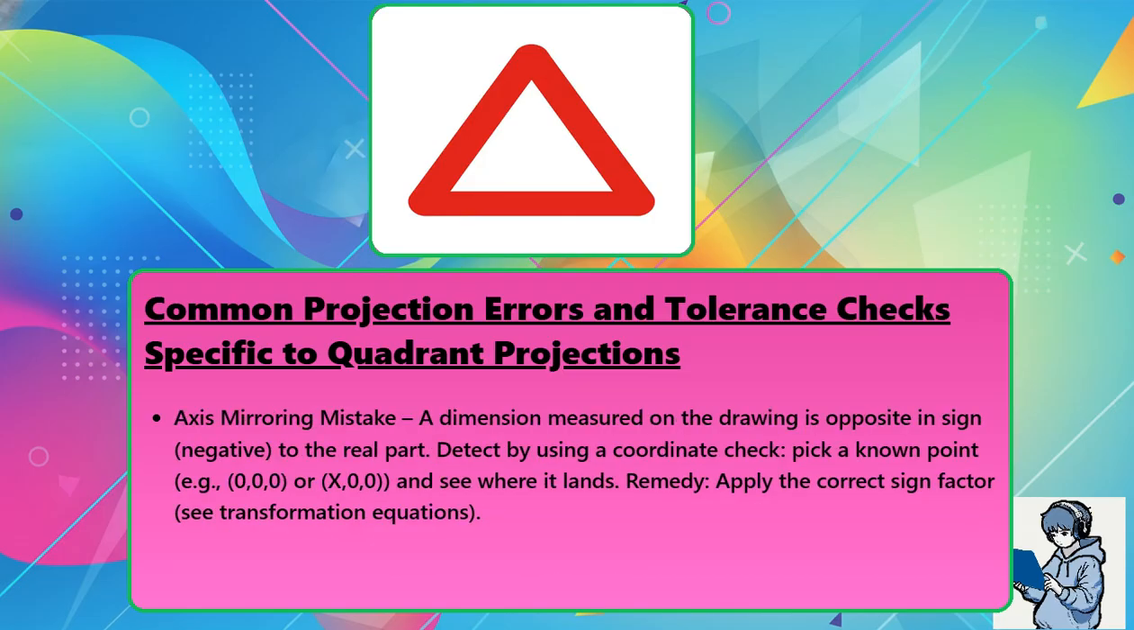Axis mirroring mistake: a dimension measured on the drawing is opposite in sign, negative, to the real part. Detect by using a coordinate check. Pick a known point, for example 0, 0, 0 or x, 0, 0, and see where it lands. Remedy: apply the correct sign factor, see transformation equations.